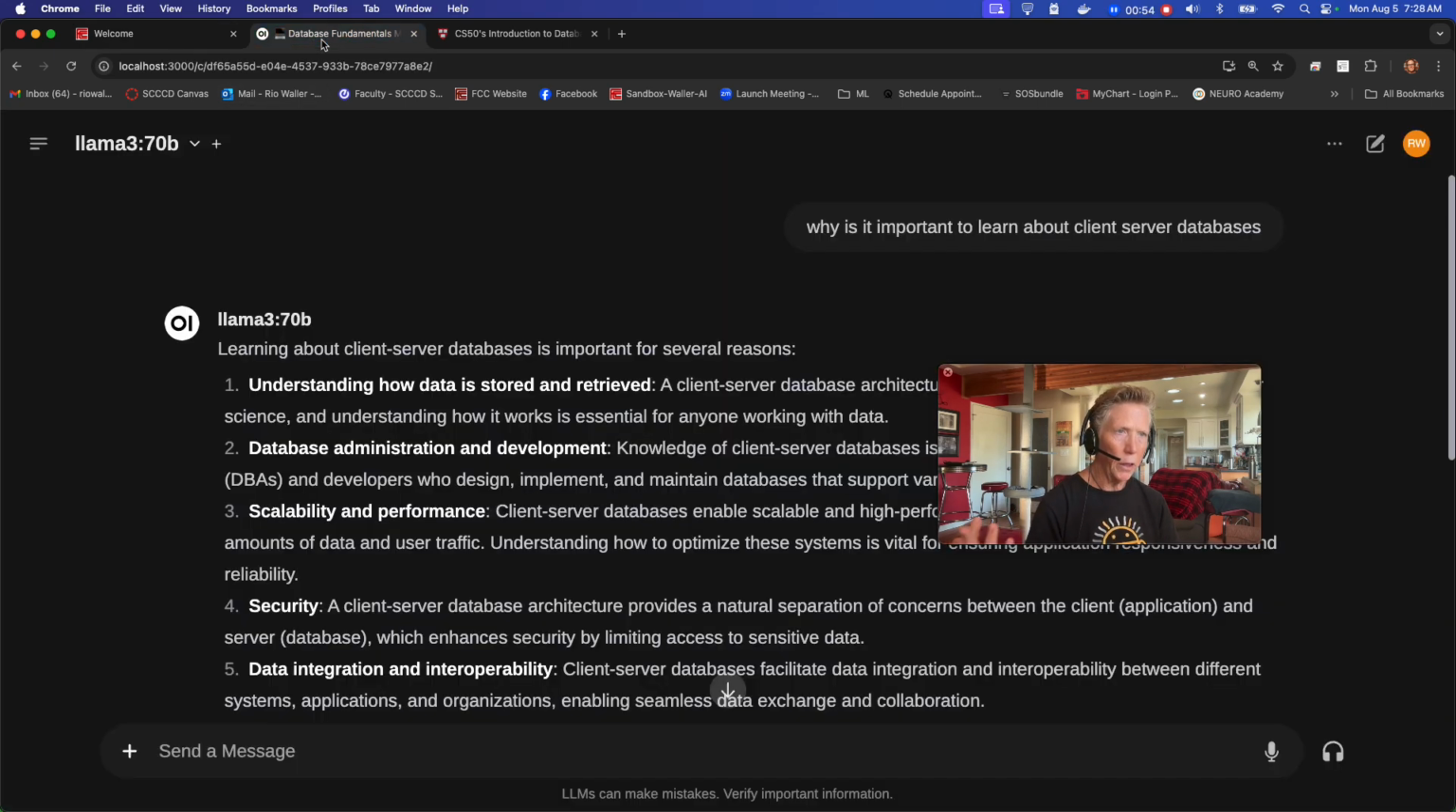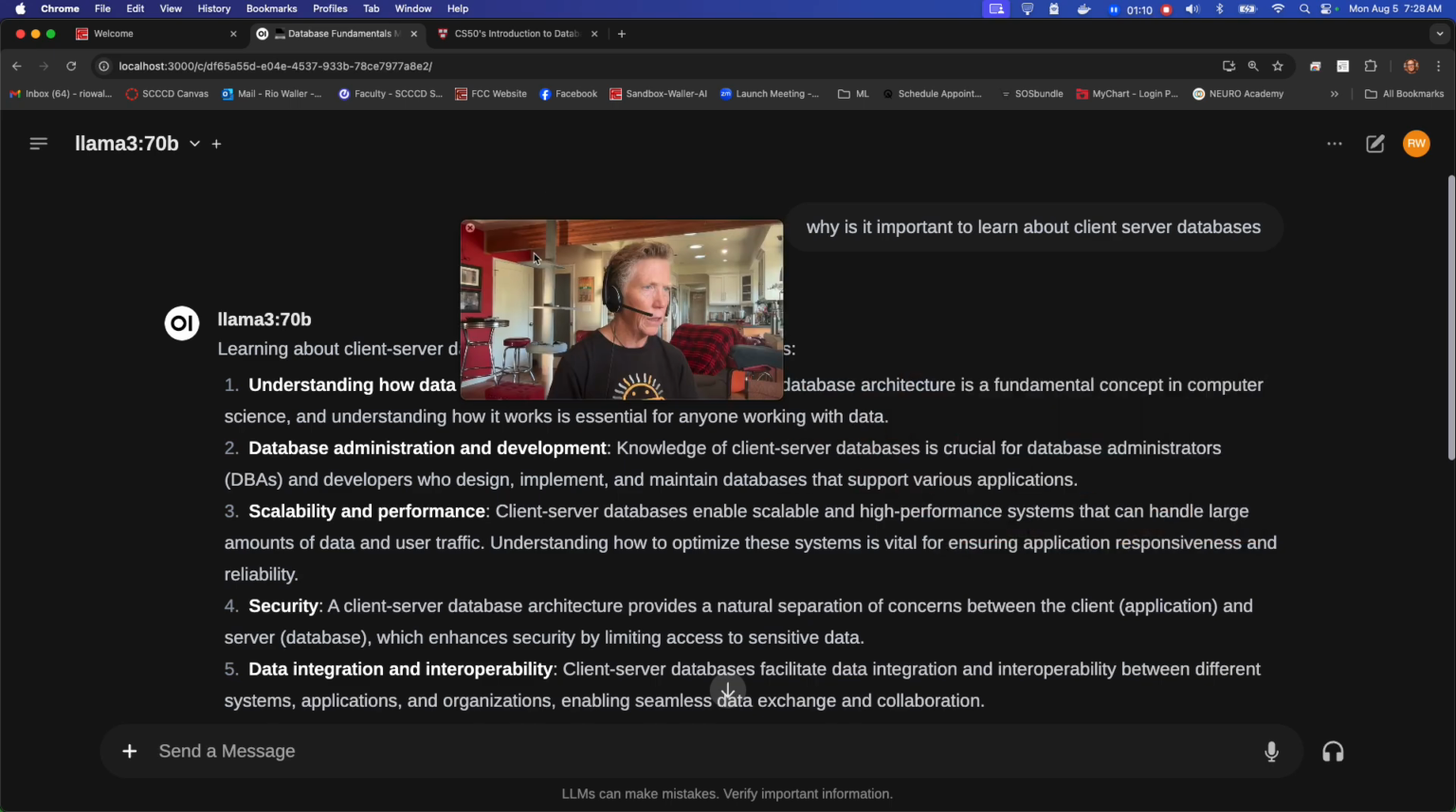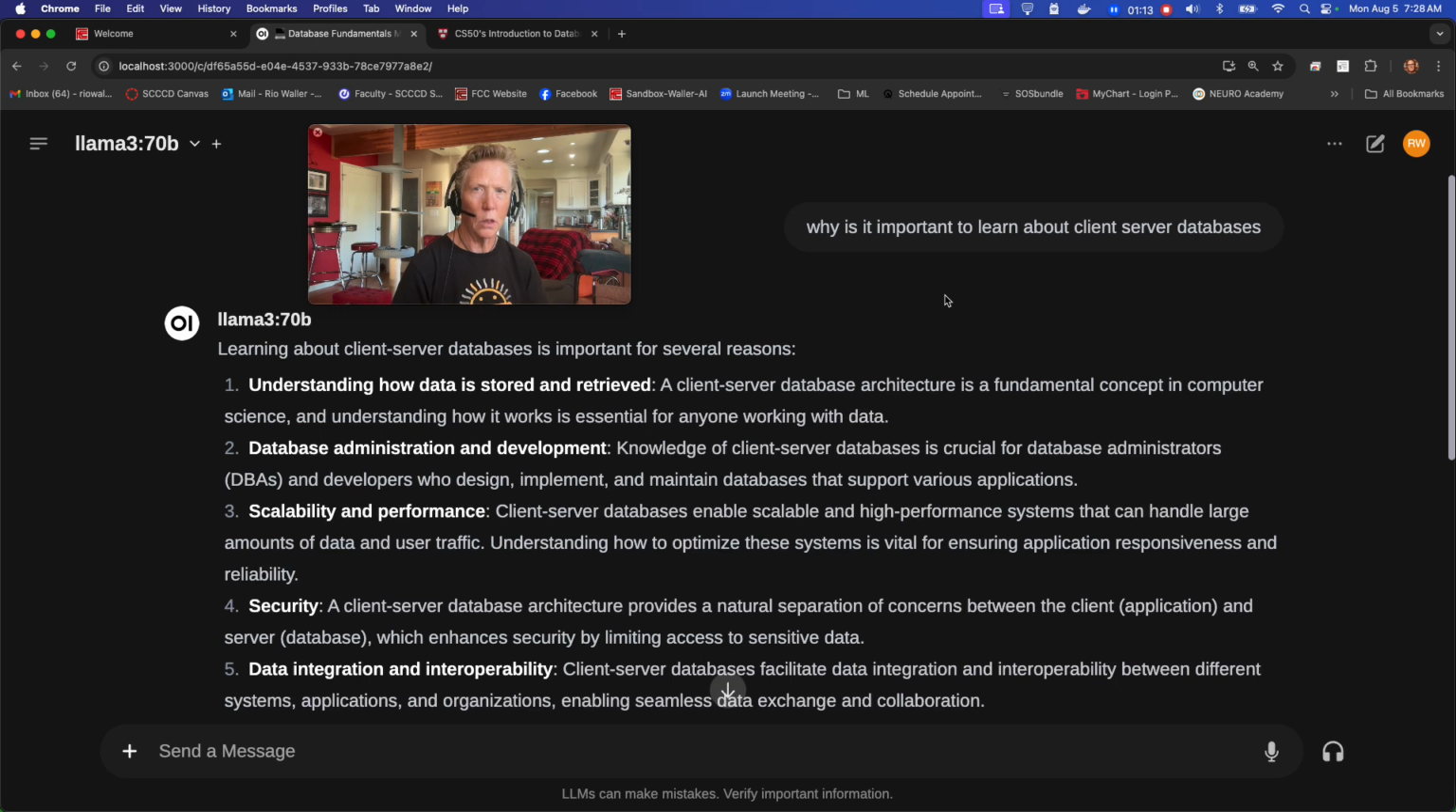I happen to be running Meta's Llama 70 billion parameter model, which is mind blowing to begin with. That's the number of parameters you have inside the LLM. But I thought I would start with the question: why is it important to learn about client server databases? We could break down this idea of client server and we'll learn more about it, but really, we're going to learn SQL, okay? I thought I would just review for a moment why learn about it.